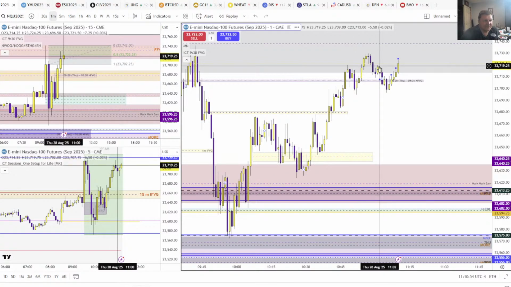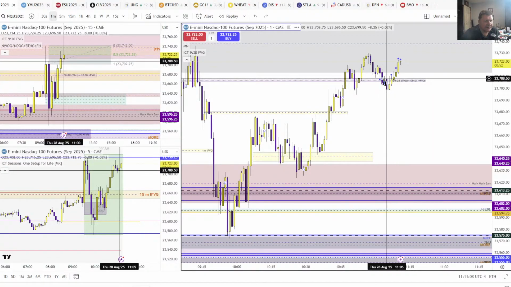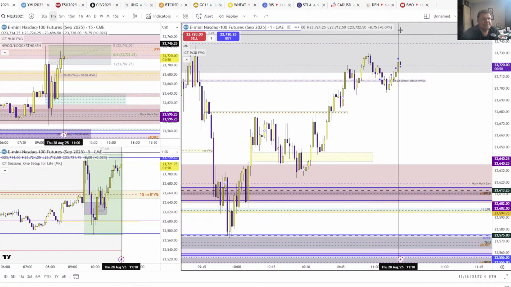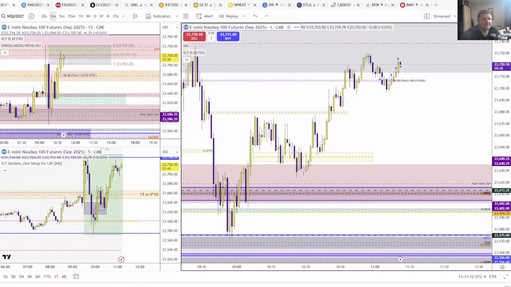We're above this level. Come back, give it a kiss. Right there. A little kissy. Start heading higher. That's a previous day's high. No, that's not a previous. You're on a different chart.